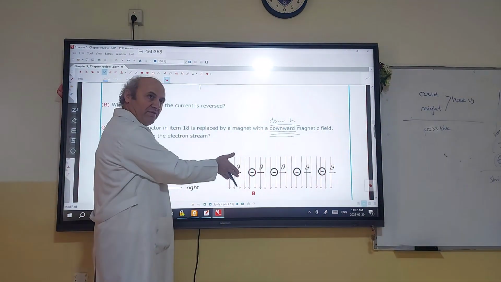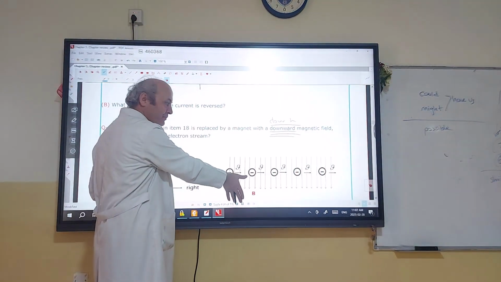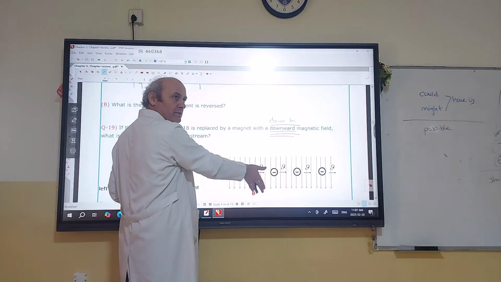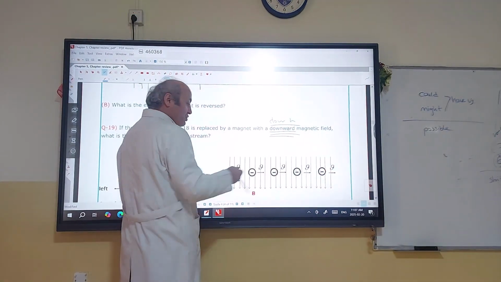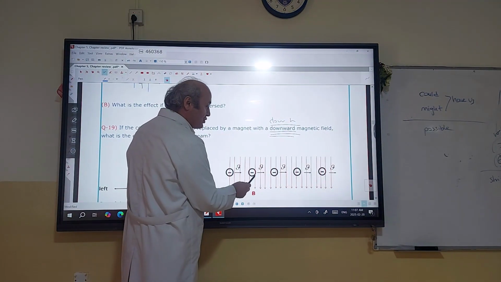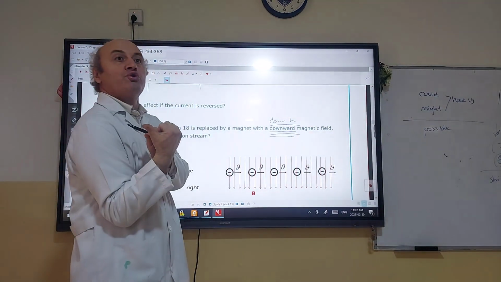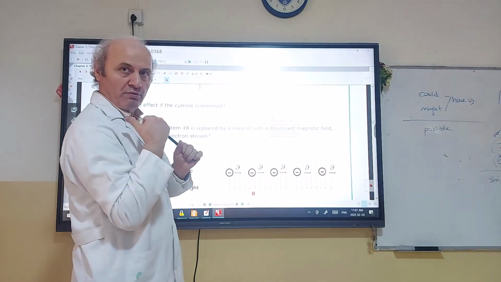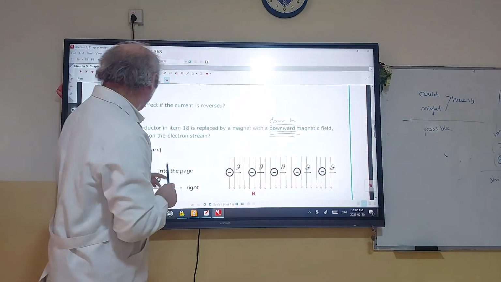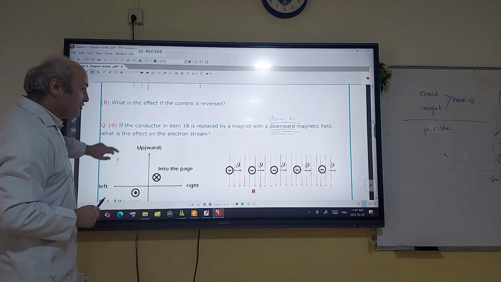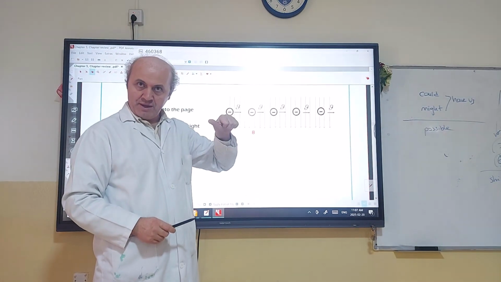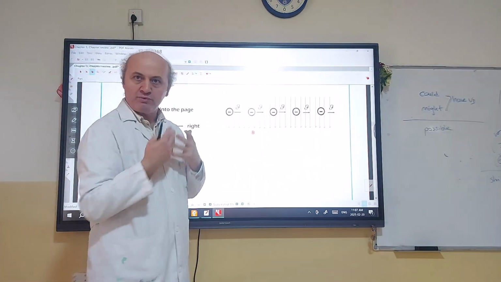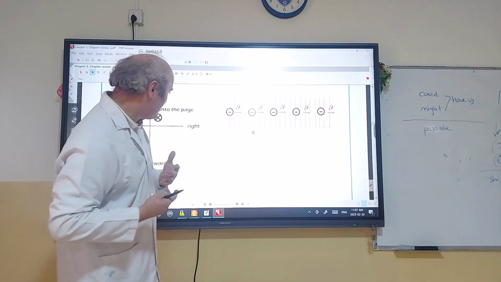Which direction is the magnetic field? Downward to the page. In which direction are the electrons moving? To the right. Look at the pen. Out. The force acting on these electrons is out. They will start approaching us, the observer. So the answer is that the magnetic force acting on the electrons is going to be out of the page, and the electrons will be approaching the observer. This is the answer.